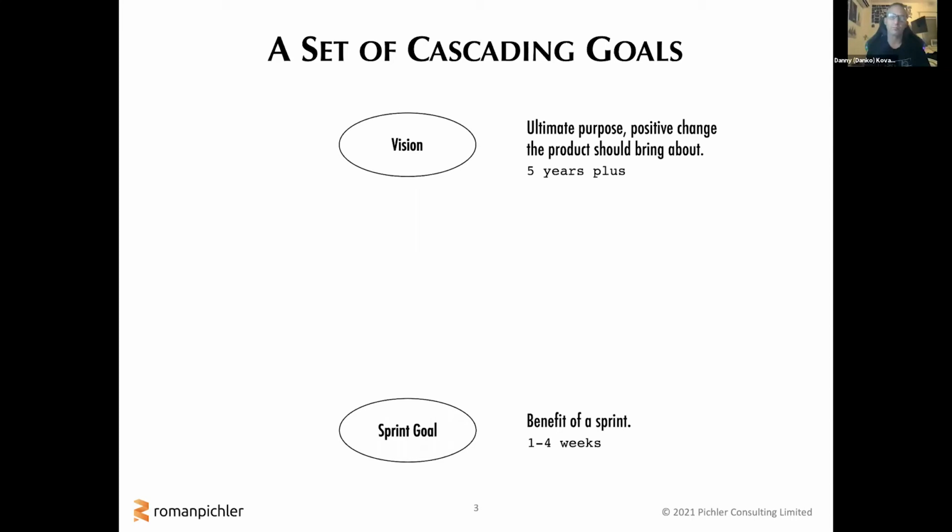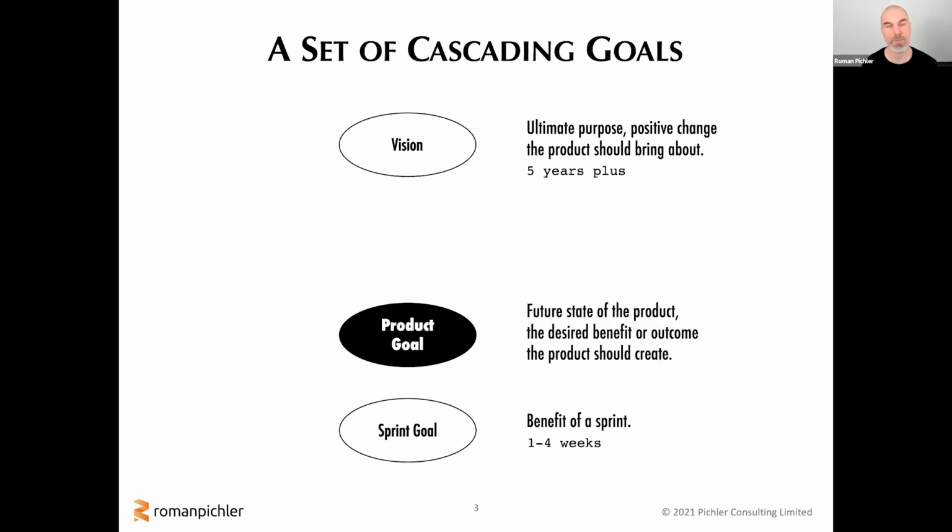The sprint goal is the benefit that a sprint should provide, the outcome, right? What we'd like to achieve with a sprint, but it's quite tactical and very short-term, 1 to 4 weeks. For years, I struggled to see the connection between the vision and the sprint goal. For me, the product goal is a key step to get from such a big inspirational vision to a very small tactical sprint goal. As the Scrum Guide says, it's a future state of the product, or we could also say the desired benefit or outcome the product should create, maybe a specific and measurable outcome.